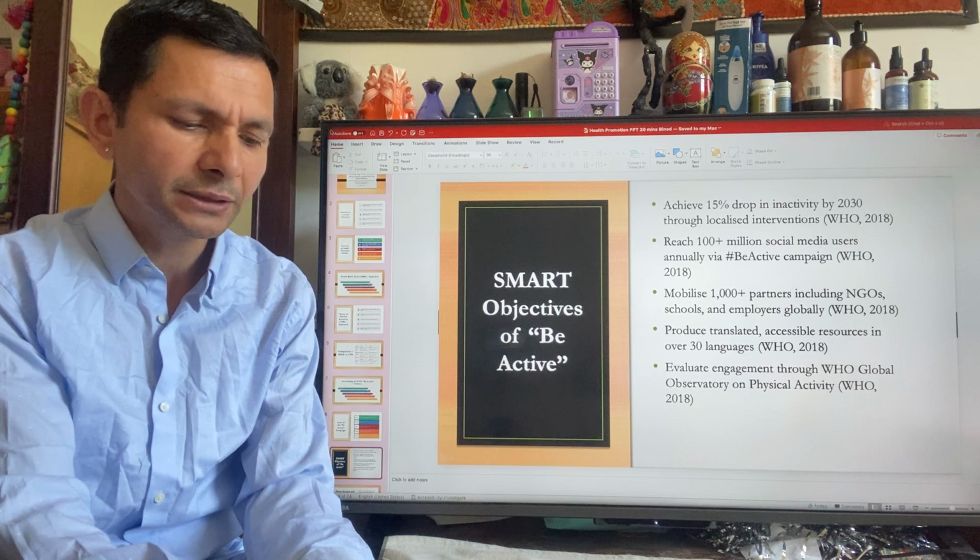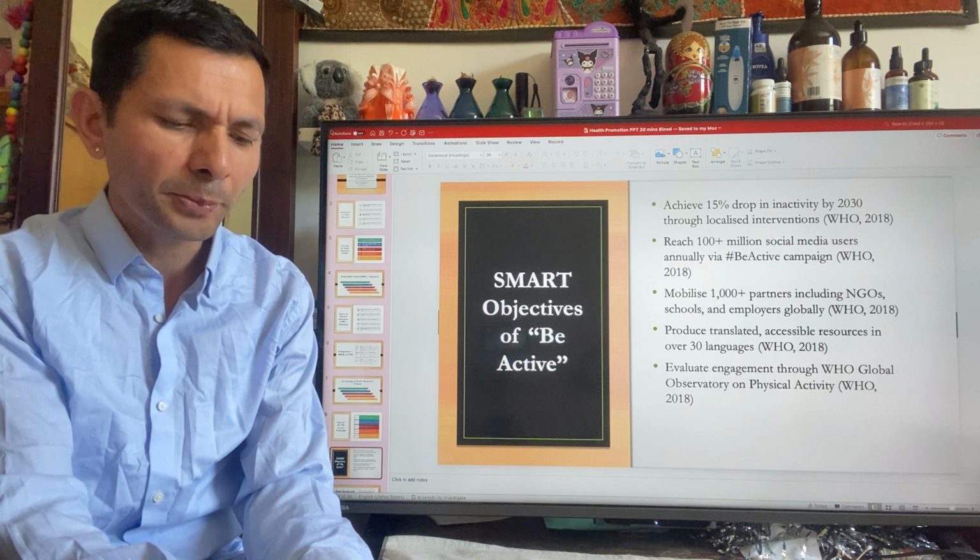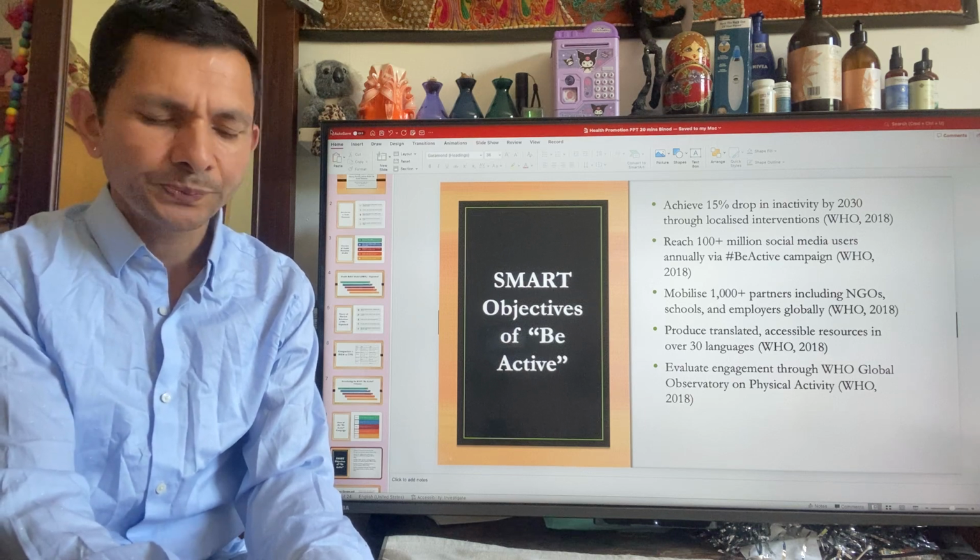Impact is tracked through the WHO Global Observatory on Physical Activity, which helps measure engagement, policy uptake, and activity trends across the regions.